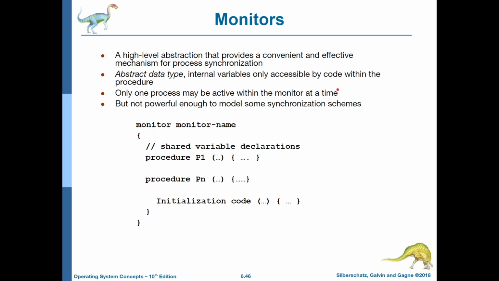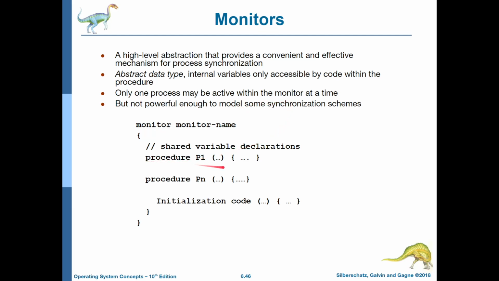Monitors are very high-level abstractions, usually provided by a language, to give some effective mechanism for process synchronization. It is typically an abstract data type, thus is usually found in object-oriented languages. Internal variables are only accessible by functions or methods within that particular abstract data type. Only one process may be active within a monitor at a time.